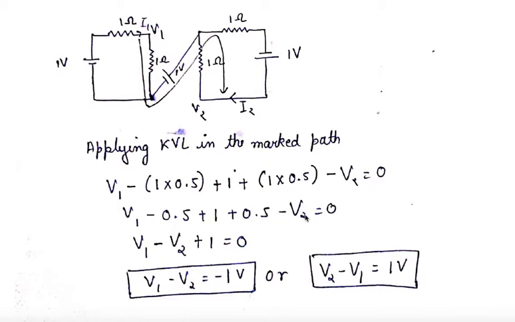By solving this equation, we will get V1 minus V2 plus 1 equals 0. That is V1 minus V2 is equal to minus 1 volt, or you can write it as V2 minus V1 is 1 volt. So hence we find out the relation between V1 and V2.